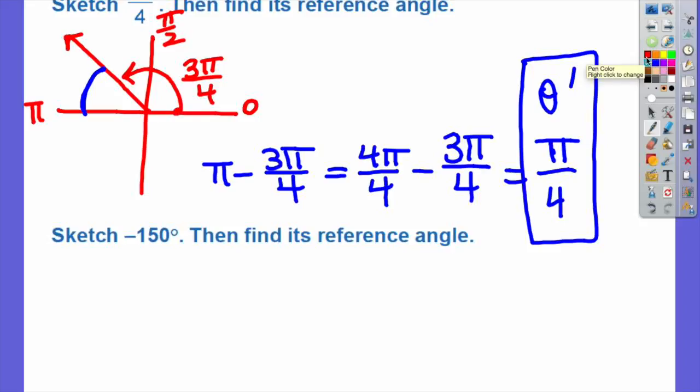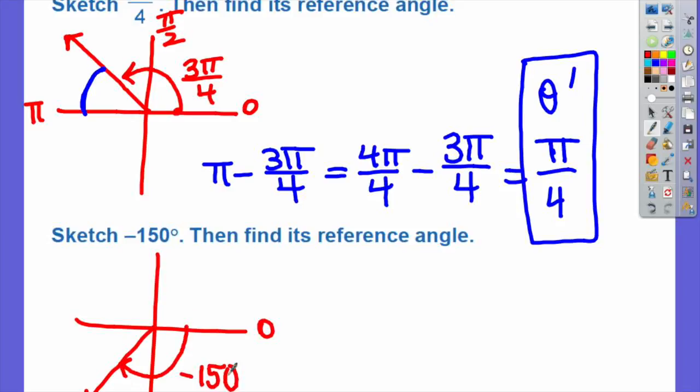Theta prime, with an apostrophe. Where's the negative 150? Positive 150 is in the second quadrant, but if I'm going negative, it's going to be in the third quadrant.